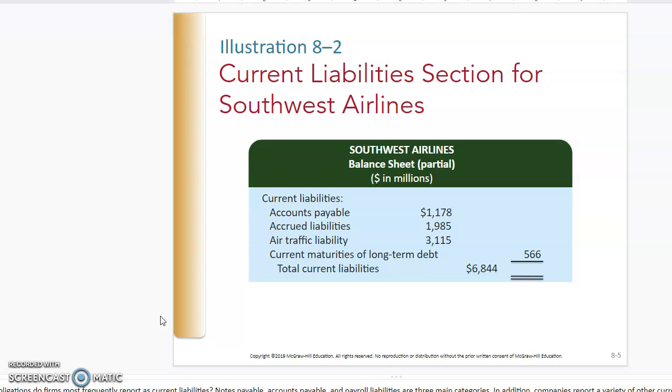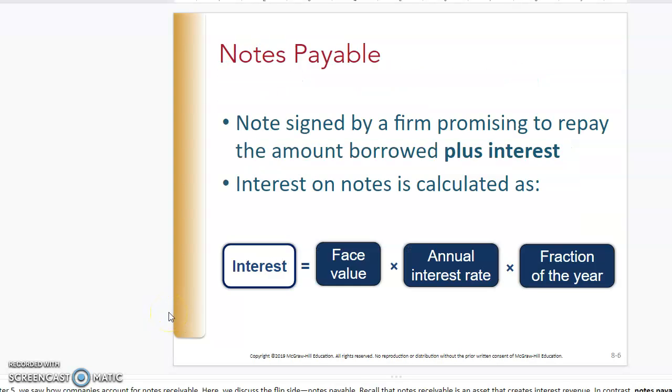All right, here is the current liabilities section of Southwest Airlines. Current liabilities: accounts payable, salaries payable, interest payable, any of those kind of things, and any other accrued liabilities. So taxes, any of those kind of things are going to be in current liabilities. Now, if you have a note payable, I'll go on to the next slide.